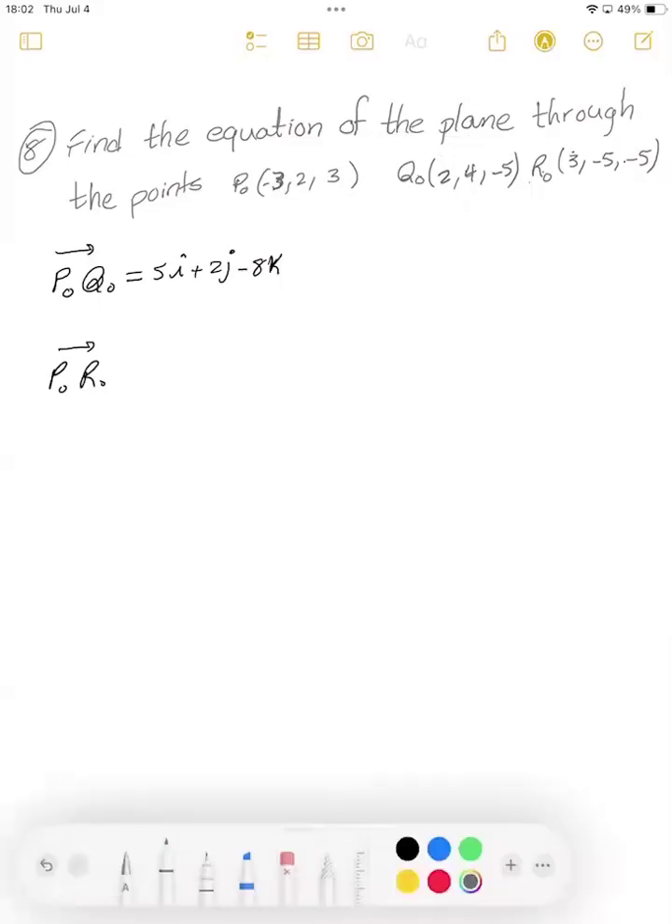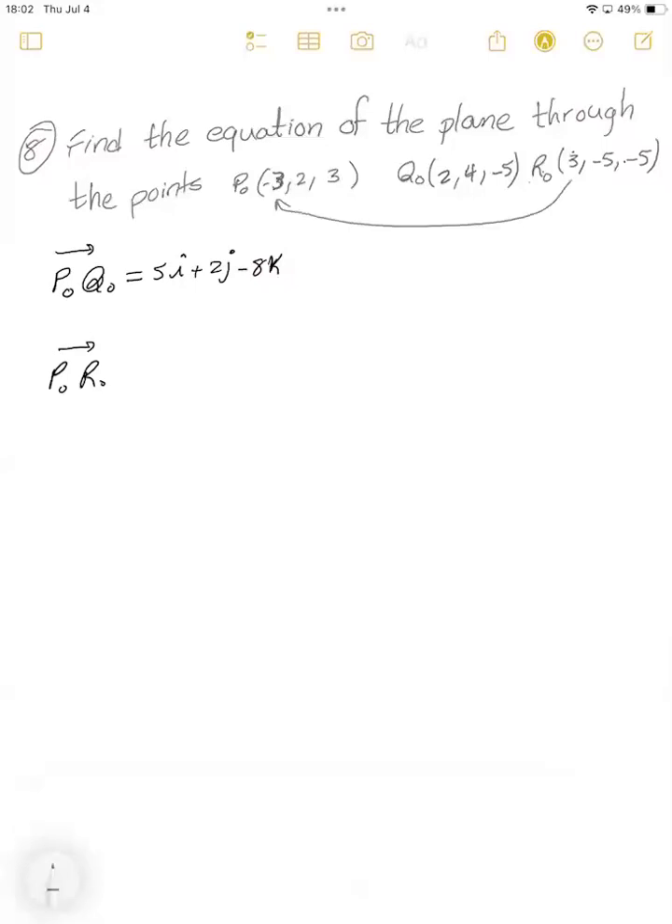I am going to go 3 minus minus 3, because that number is negative. So 3 negative negative makes that 3 plus 3. So I get 6i. Negative 5, negative 2. That gives me negative 7j. Negative 5, negative 3. That gives me negative 8k.